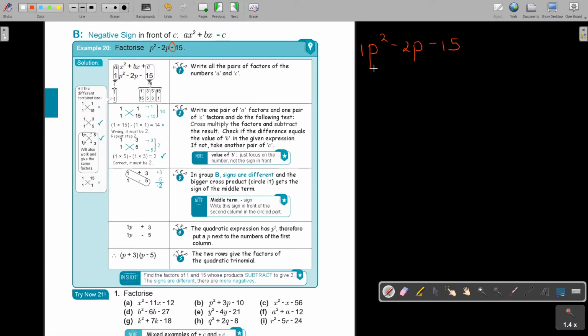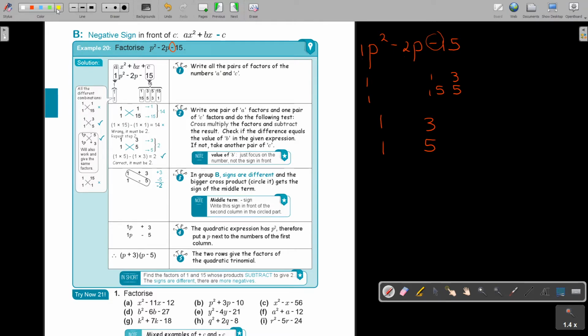Now I'm just going to say, okay, again, it's 1 and 1, 1 and 15, 3 and 5. Okay, I like this 3. I'm still going to cross multiply, but now I'm going to subtract. So 15 minus 1, it's 14. Oh, but I like this one, because 5 minus 3 will give me that 2.